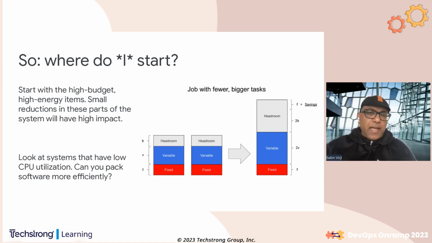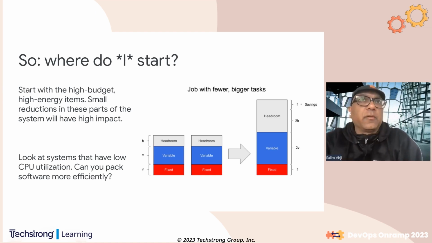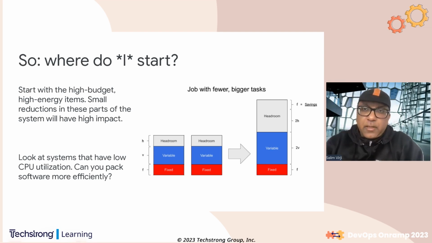All right. So now let's talk about how you can get started with understanding the resource consumption for your software systems. And a good place to start is with high budget, high energy items, where small reductions in these parts of systems will have high impact. And what we see in this illustration on the screen, which comes from an article on little big jobs that we published, again, on the Google SRE website a few years ago.